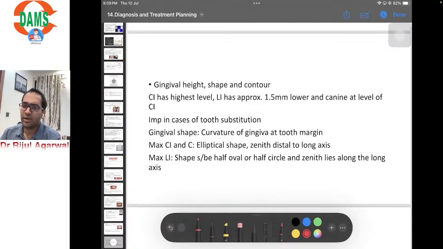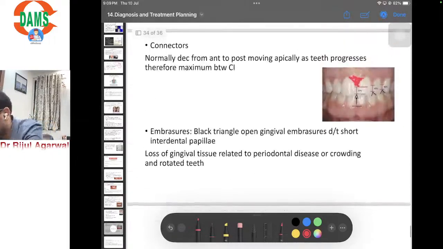Gingival height, shape and contour, I am rushing through them because these are all part of your periodontal diagnosis, which would have already been covered in much greater detail in the perio lecture. So height: the central incisor has the highest level of height, the lateral has a lower level, and the canine is at the level of the central incisor. So this is the gingival height.